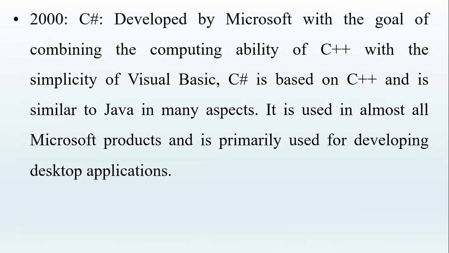In the year 2000, C# was developed by Microsoft with the goal of combining the computing ability of C++ with the simplicity of Visual Basic. C# is therefore based on C++ and is similar to Java in many aspects. It is used in almost all Microsoft products and is primarily used for developing desktop applications.